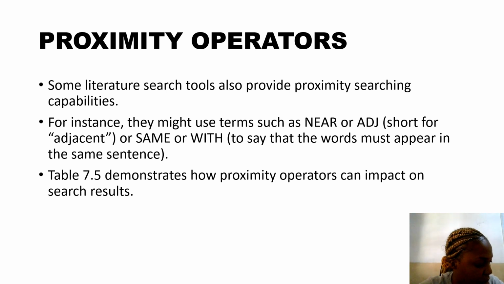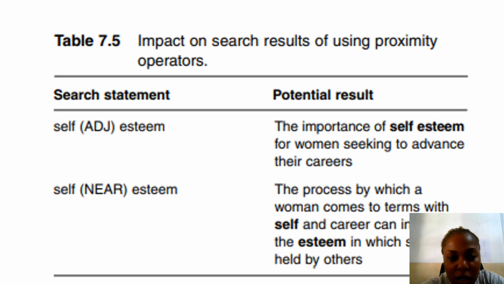Okay, let's move now to proximity operators. So some literature search tools also provide proximity searching capabilities. For instance, they might use terms such as near or adjacent, so NEAR or ADJ, or same or with, to say that the words must appear in the same sentence. So let me give you an example. But it's best we practice this practically. So here in this lesson, I'll just talk about it, but we're going to do this practical next Monday when you are free. That's how you can understand, because some things you can't understand through just talking.